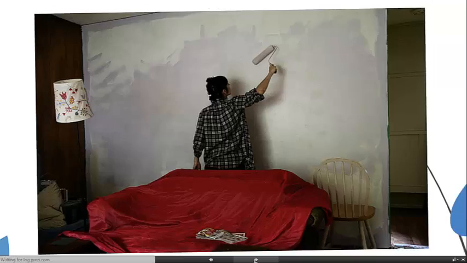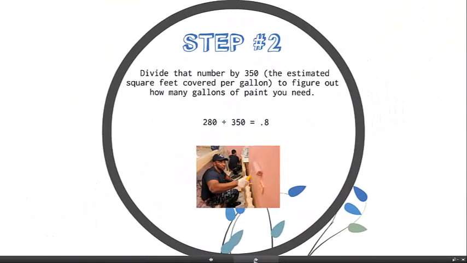Step number 2. Divide that number by 350, the estimated square feet covered per gallon, to figure out how many gallons of paint you need. In this example, it's 280 divided by 350, which gives us 0.8. So for this example, you want to buy 1 gallon of ceiling paint for a single coat.